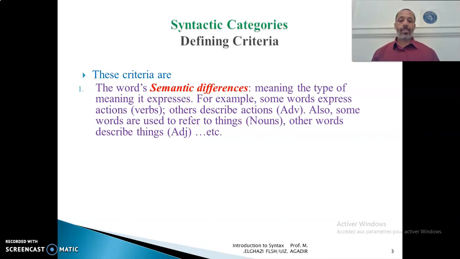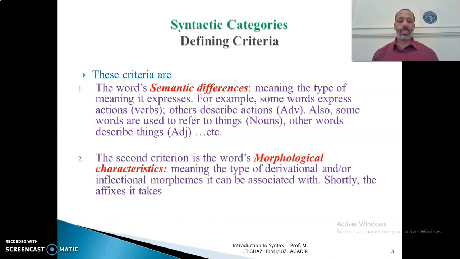The first one, the semantic criterion, means the type of meaning the words express. For example, some words express actions, like verbs. Other words describe the actions of the verbs. That's why they are called adverbs. There are some other words which are used to refer to things, and there are other words which are used to describe the things.